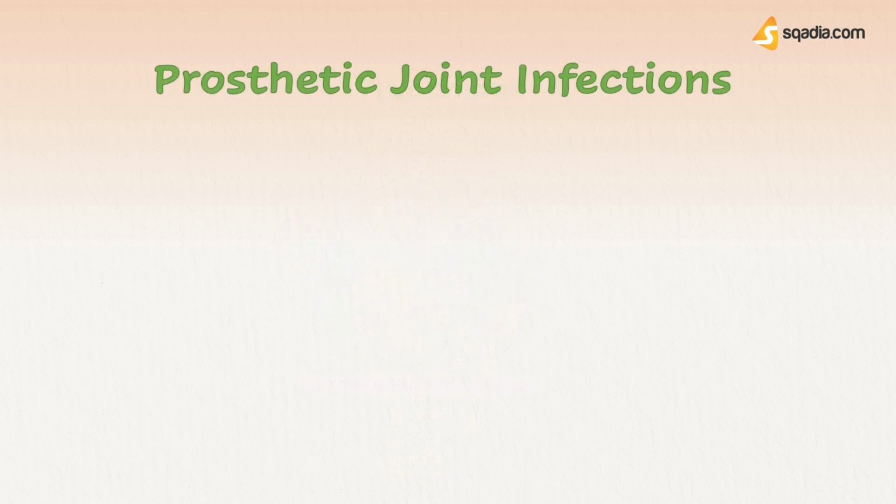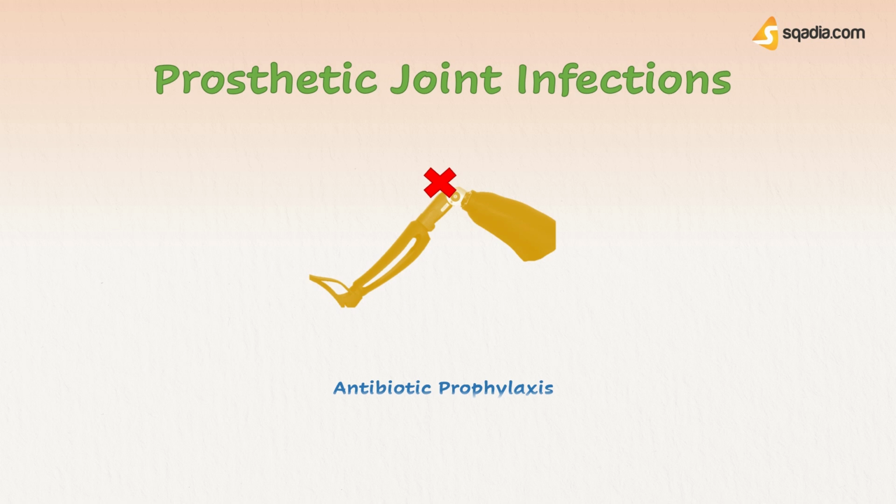A prosthetic joint infection may lead to the loss of the prosthesis, and in order to prevent this from happening, hospitals take measures to avoid this by antibiotic prophylaxis and extreme infection control measures in the hospital units.